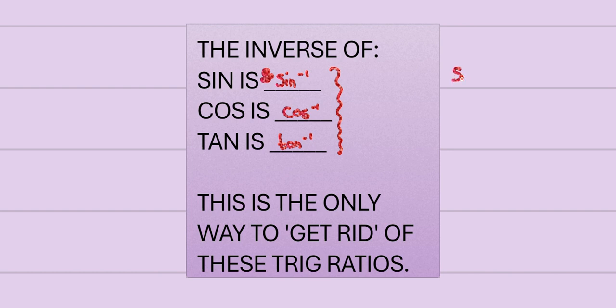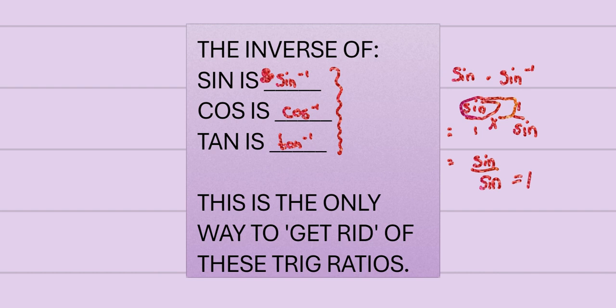So you have sine, and then I'm telling you, multiply it by sine negative 1. That means you're taking sine over 1, and you're multiplying it by 1 over sine. If you multiply top with top and bottom with bottom, you get sine over sine, which will give you 1. So that gets rid of sine. That is the only way to get rid of sine, cosine, and tangent.